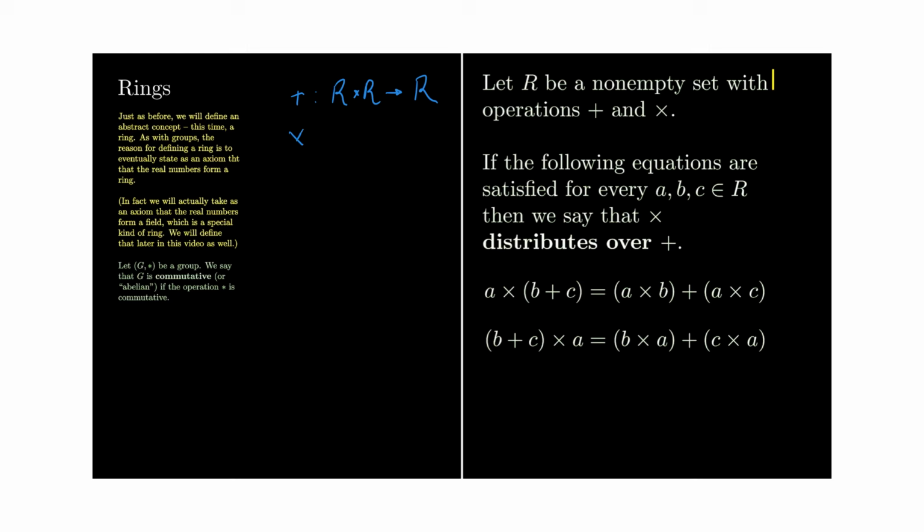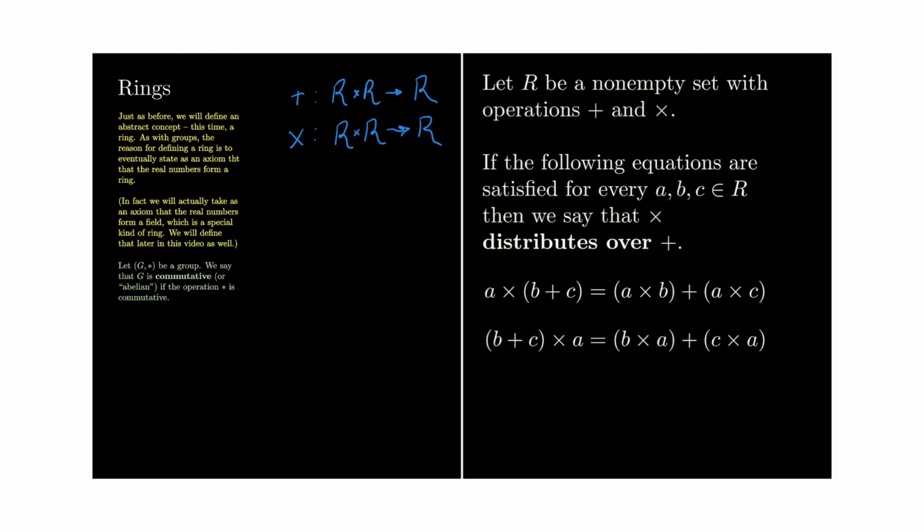And also times, which maybe I'll write kind of big. The operation times is also an operation, and being an operation means that it has domain R cross R over to R, the small cross being the Cartesian product. So hopefully that's not too ambiguous. That usually doesn't cause a problem, so I'm not going to worry too much about that slight ambiguity. But that's what I mean when I say that these are two operations on the same set.